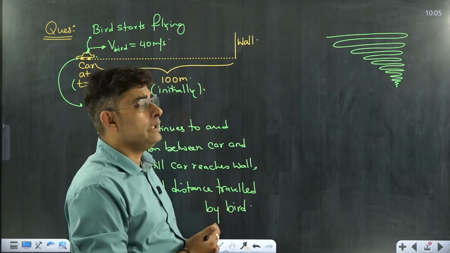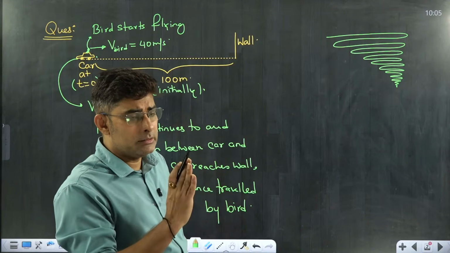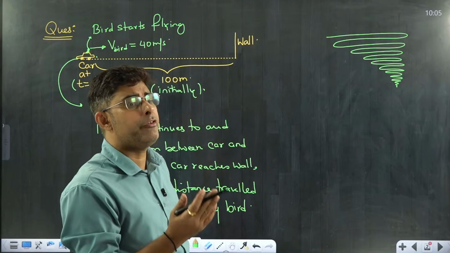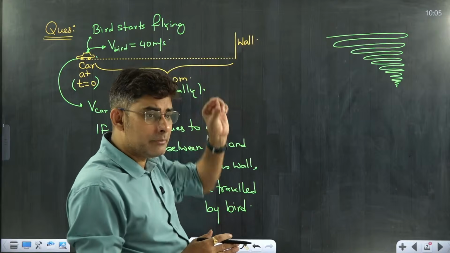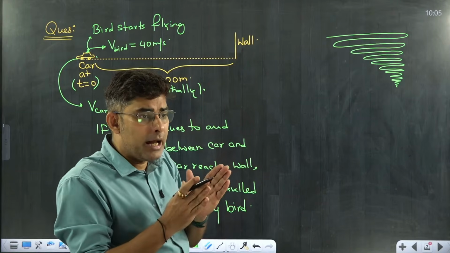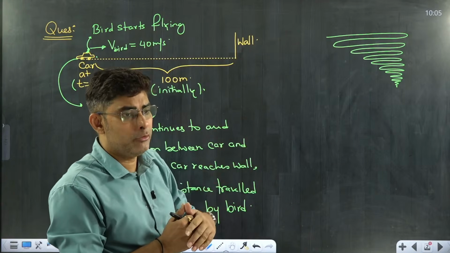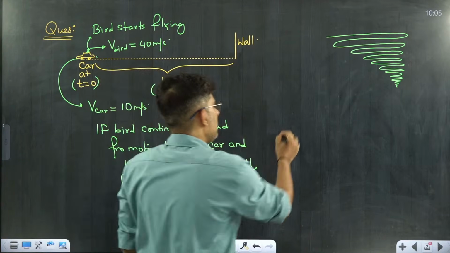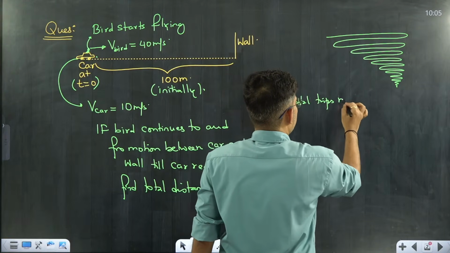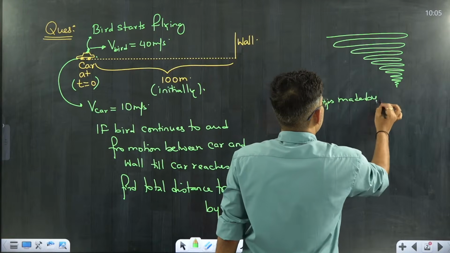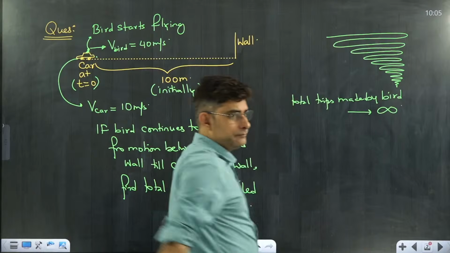So it will be an infinite number of trips. Understood? As the car comes closer, the trips made by the bird will be faster. Lesser distance is covered with more speed, that means lesser time. So the time taken to complete trips will be lesser, and the number of trips will keep on increasing. So it will go to infinity. So if I see the total trips made by the bird, this will become infinite.